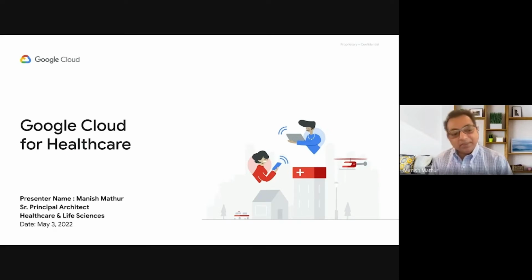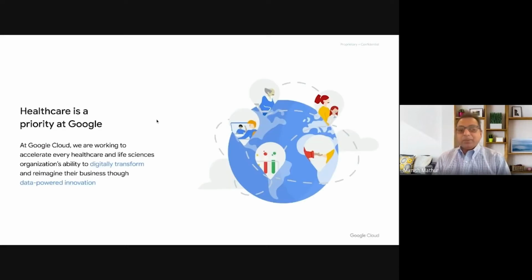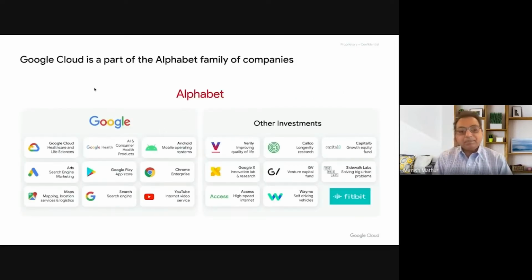So if you could go to the next slide. I think what we are really aiming for is to digitally transform healthcare. We all know healthcare is a little bit behind on technology. We all know that healthcare is traditionally not on the forefront of technology, but this is the mission of Google Health Cloud. Next slide, please.